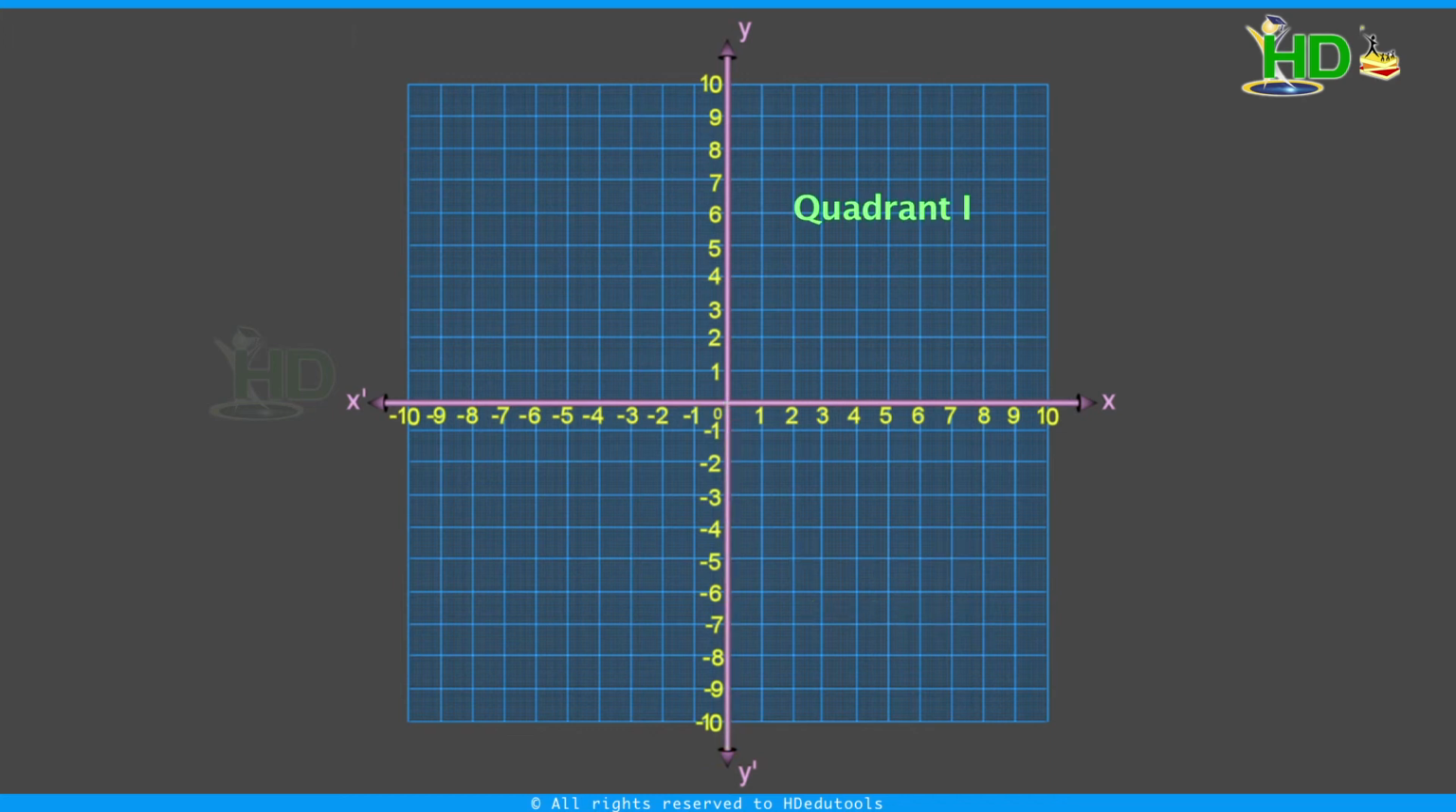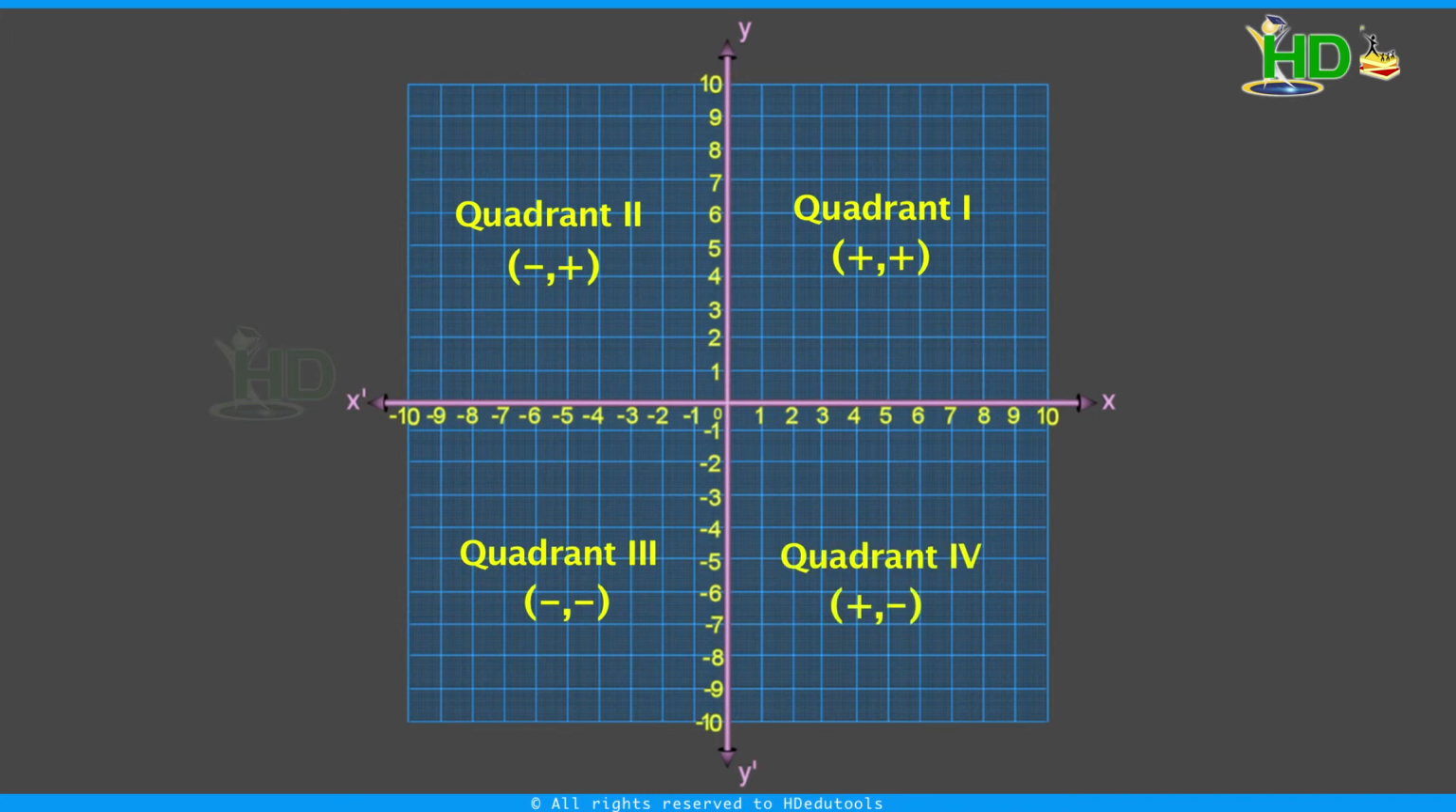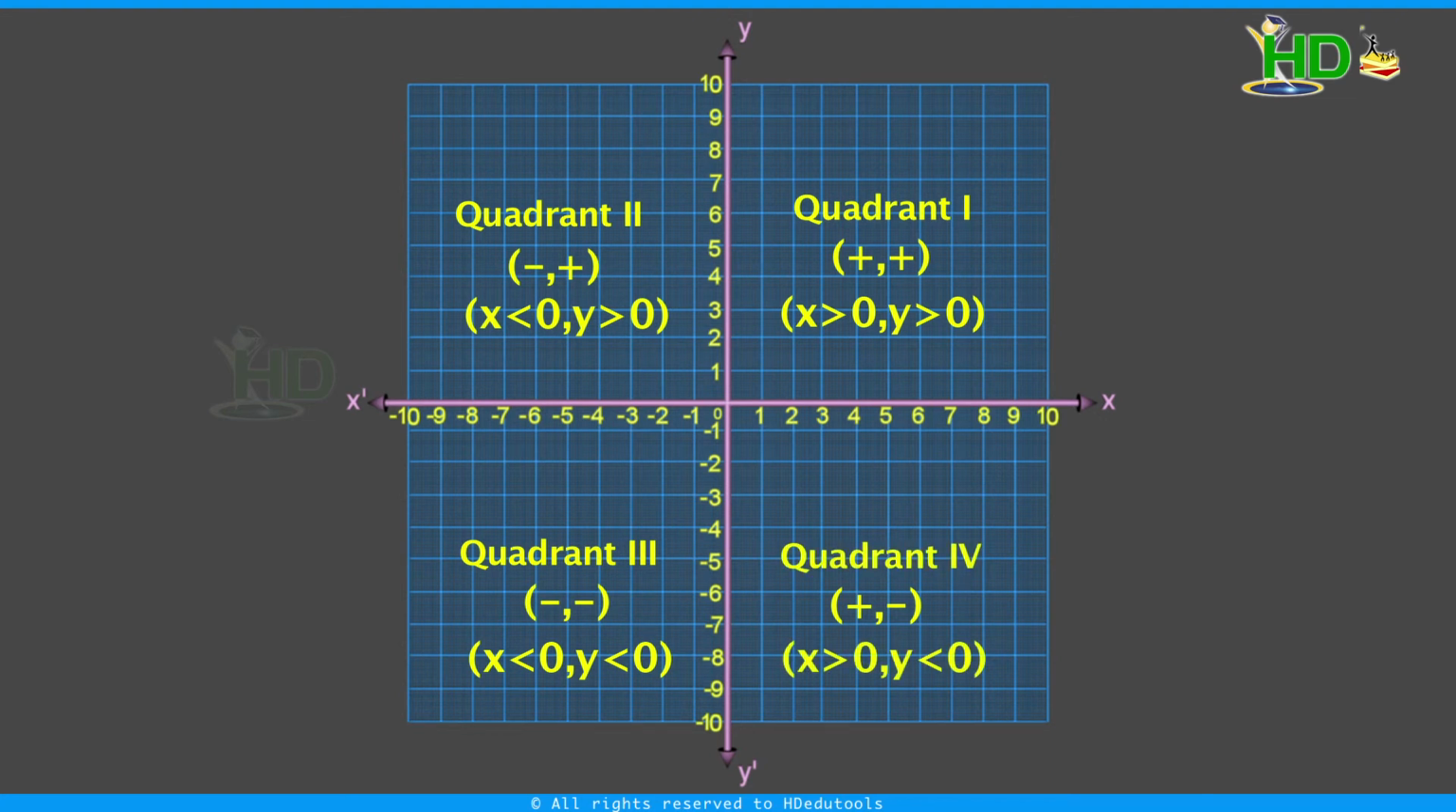That means, in the first quadrant, the signs are plus plus. In the second one, minus plus. Third one, minus minus. Fourth one, plus minus. That means in the first quadrant, x greater than 0, y greater than 0. In the second, x is less than 0, y greater than 0. That is, x is negative, y is positive. And in the third quadrant, x less than 0, y less than 0. That is, both x and y are negative. In the fourth, x greater than 0, y less than 0. That is, x is positive, y is negative.